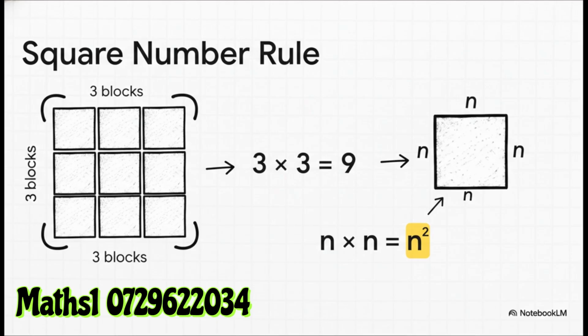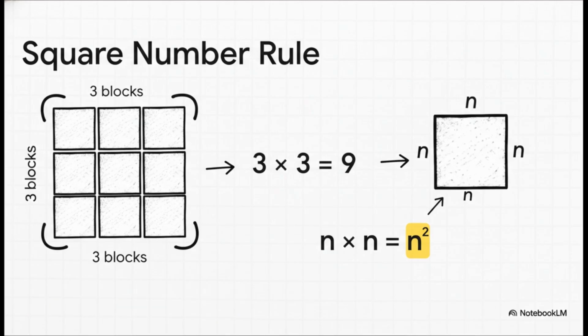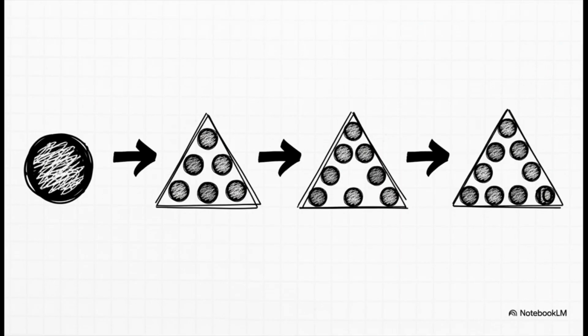The first term is just 1 times 1, or 1 squared. The second is 2 times 2, or 2 squared. The third is 3 times 3, so the nth term is just going to be n times n, or n squared. Boom! Another code cracked. Okay, how about one more?